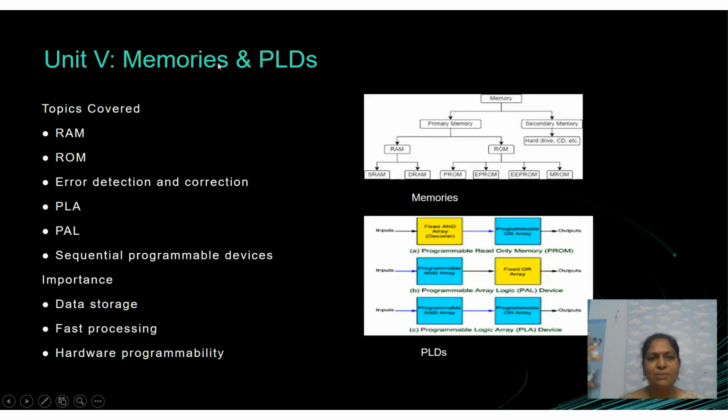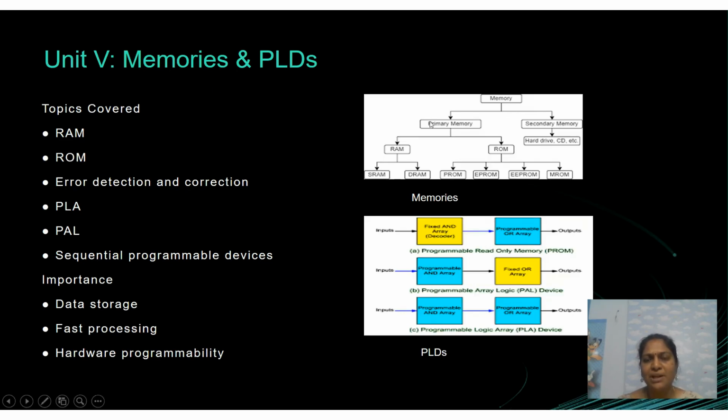The last unit deals with memories and PLDs. PLDs are programmable logic devices. In this unit, the topics are RAM, random access memory, read-only memory, and some techniques to find the error at the receiver, error detection and correction techniques. In this, we have Hamming code. Next, PLA and PAL come under PLDs, programmable logic array and programmable array logic. And some more sequential programmable devices are there.